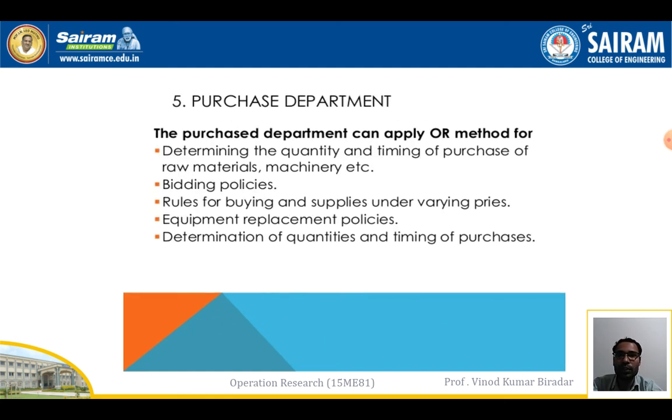The next one is the purchasing department. Here also we use OR techniques. If you have a big company, you need to purchase many different items, and you may be confused, but using this technique you get a systematic way of purchasing. Here it determines the quantity and timing of purchase of raw materials and machinery. At what time what we have to purchase, which raw materials, which machinery, and the systematic packing, everything will be decided by using this OR technique.